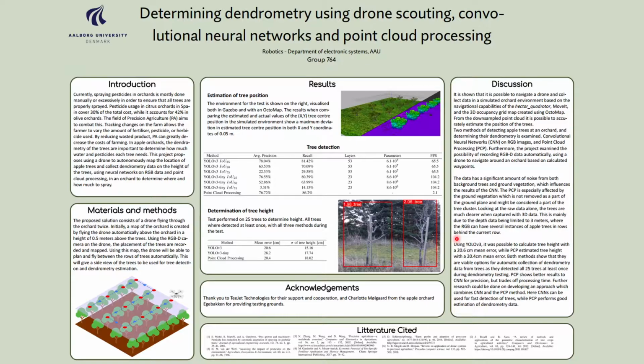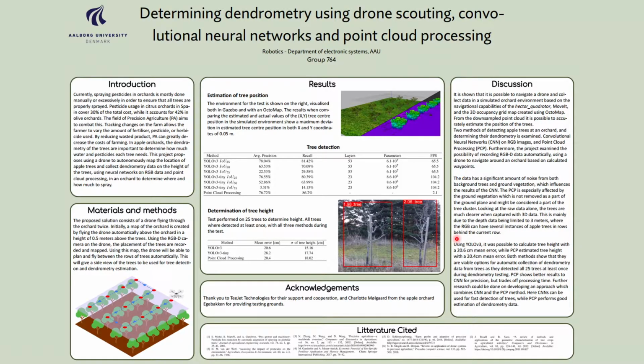In conclusion, this project showed that it's able to fly a drone automatically over an orchard, map the environment, and then extract dendrometry data from the trees. Both methods used during this project showed that they are viable options for automatic collection of dendrometry data of trees, as they detected all trees at least once during the dendrometry testing. In general, the point cloud processing method showed better results when compared to the YOLOv3 method for detection precision, but it trades off processing time.